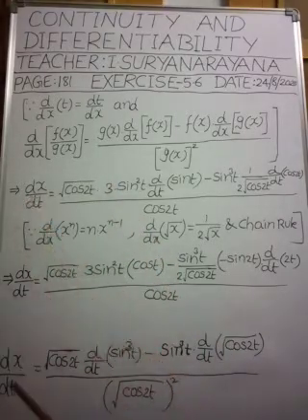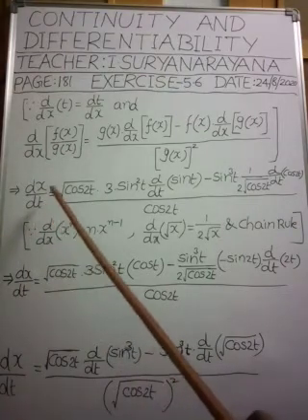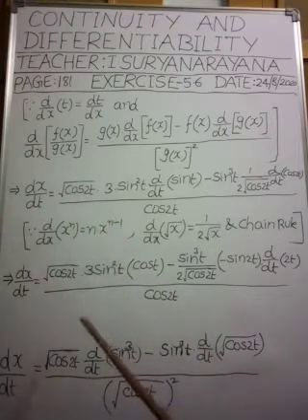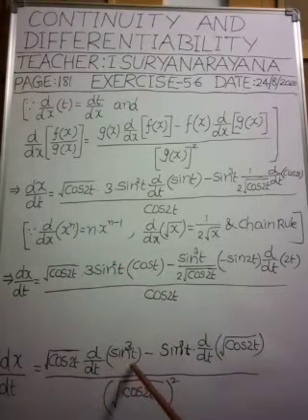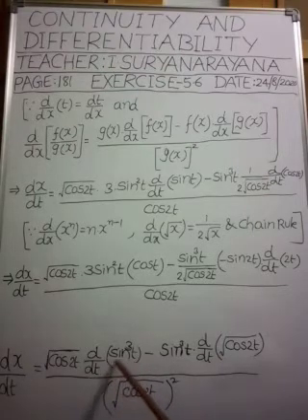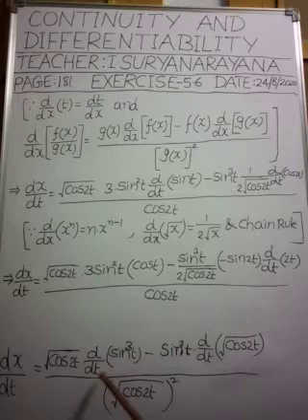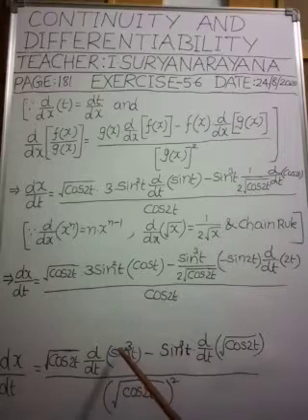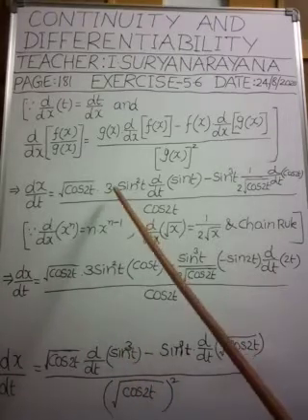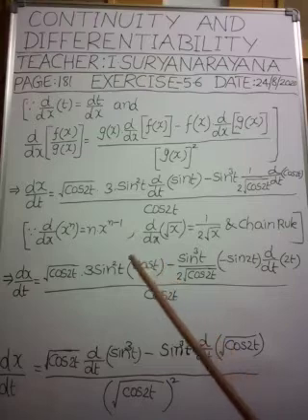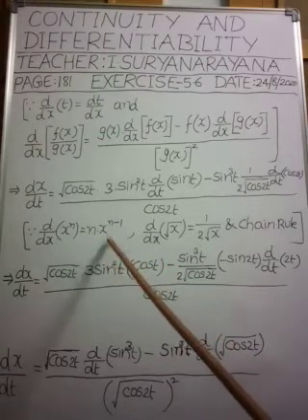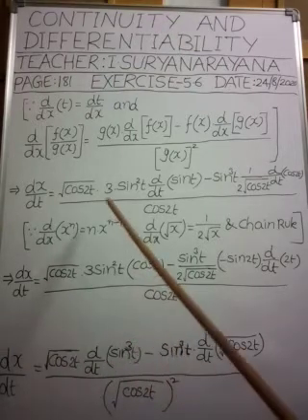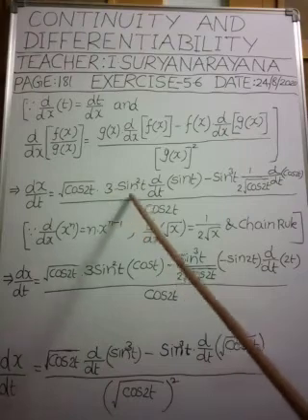This implies I wrote the LHS part as dx by dt is equal to, see, the RHS part, root cos 2t into d by dt of sin cube t. How can you find the differentiation of this function? It is in the form of d by dx of x power n. So we use that formula. What is the formula for d by dx of x power n? Yes, n into x power n minus 1. Here x means sin t and n means 3. So 3 sin square t. Understood this part, my children?